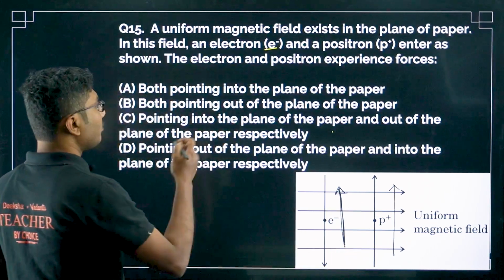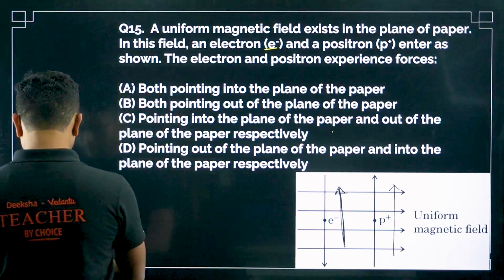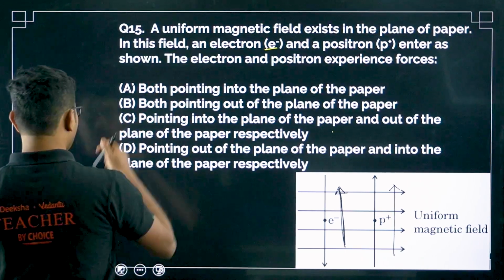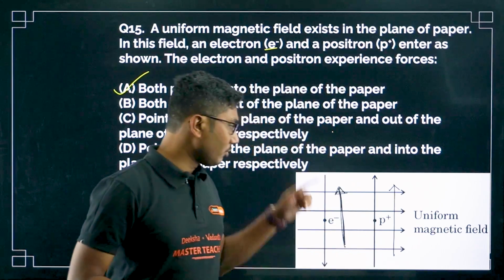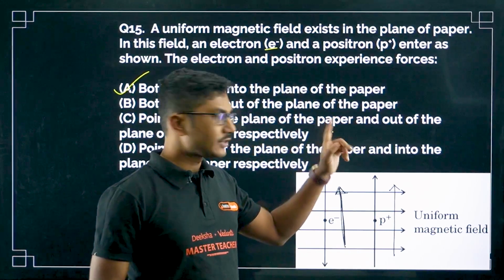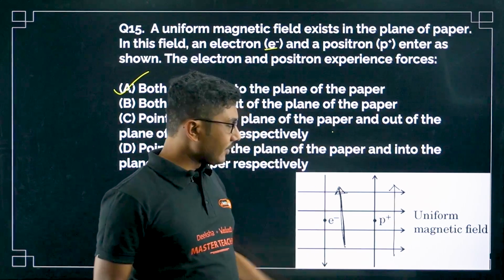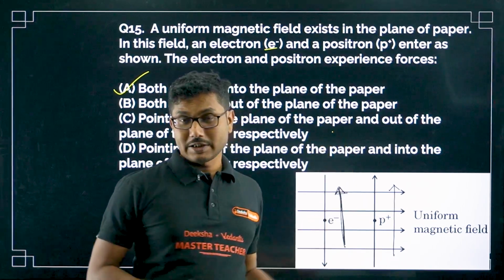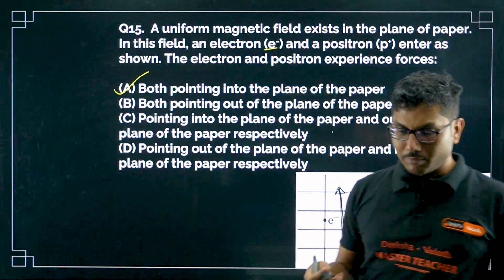Okay, so both pointing into the plane of the paper. Be very careful, don't mess it up. Electron and positron: that means the electron is flowing in this direction, which means the current is in this direction. Maybe they will change the question and give one having current in this direction and the other in the opposite direction. If the current direction is opposite, then definitely the force will be in the opposite direction.